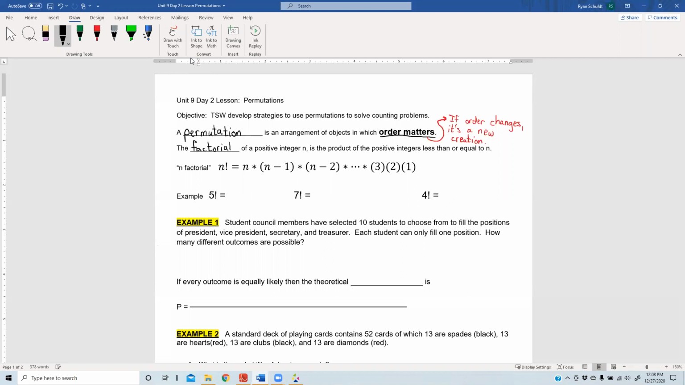So 5 factorial, that's 5 times 4 times 3 times 2 times 1, blast off. You multiply all those together, you'll get 120. 7 factorial, start counting backwards. 7 times 6 times 5 times 4 times 3 times 2 times 1. Multiply all those together, you get 5,040.